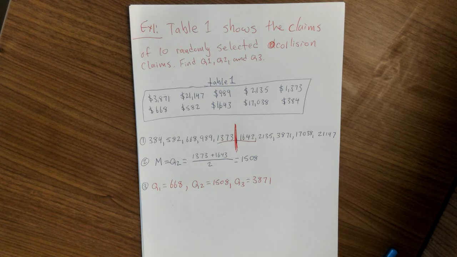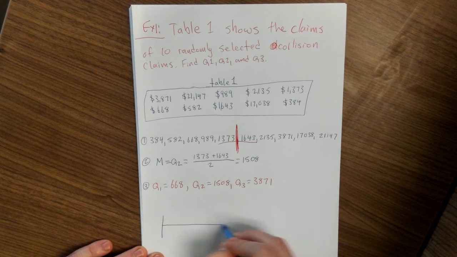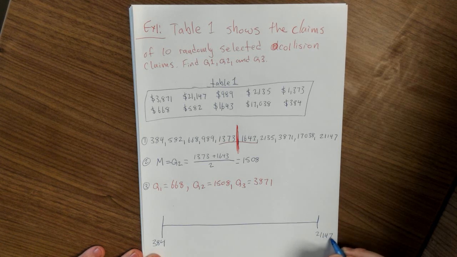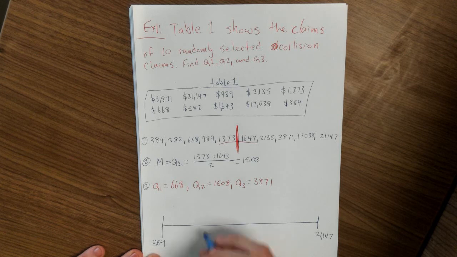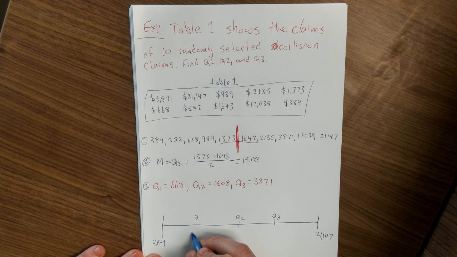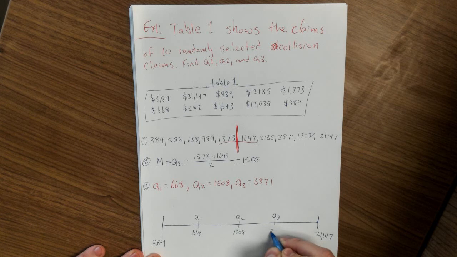So if we were to draw this on a graph, it would look something like this. Smallest value goes over here, 384. Largest value goes over here, 21147. And then Q1 is here, Q2 is here, and Q3. All I'm going to do is label them. So Q1 we said was 668, Q2 is 1508, and Q3 is 3871.